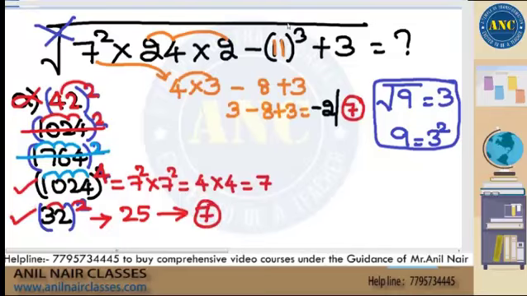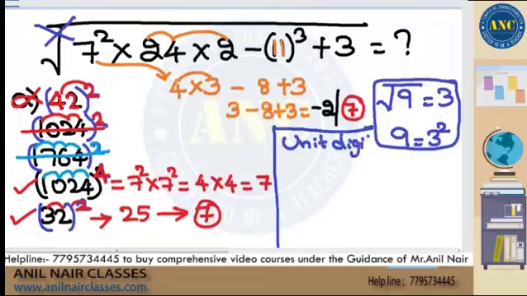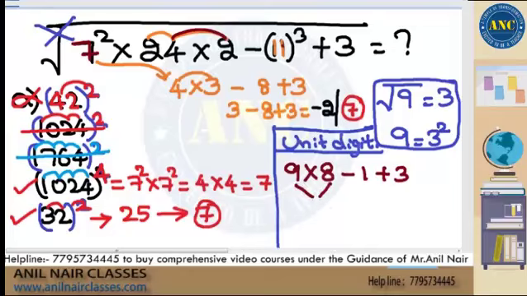Now I have got two options which are satisfying the digital sum of the question. That is the reason you should also implement the unit digit concept in this particular question and get the answer very fast. Don't use unit digit in the first three options because they are already eliminated. Only check with the other things. Can I say 7 square is 49? 9 into 4 into 2 is 8. 8 minus 11 cube is 1, so plus 3. 9 into 8 is 72. 2 minus 1 plus 3.